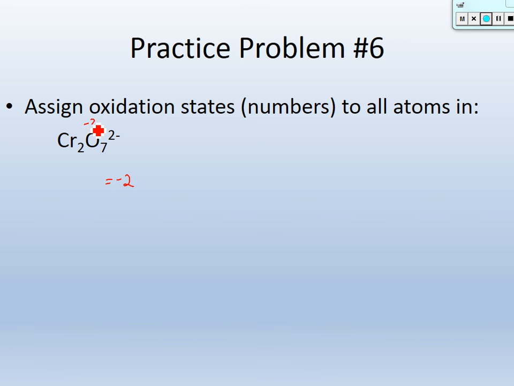Oxygen is always -2, and we've got 7 of them, so that's a -14. So that tells us what has to be right here in order for it to equal a -2. And the answer is +12, because +12 minus 14 is a -2. But in this case, we've got 2 chromiums here. So what times 2 is equal to 12? And the answer to that is +6. So chromium has the oxidation number of +6. Oxygen has the oxidation number of -2.